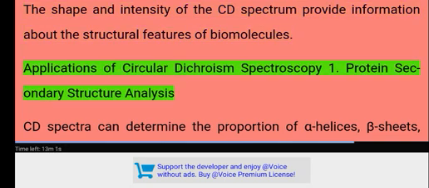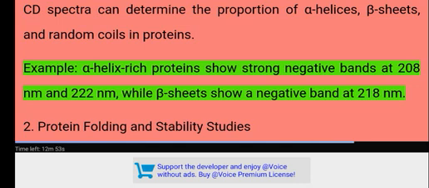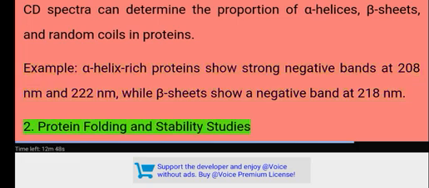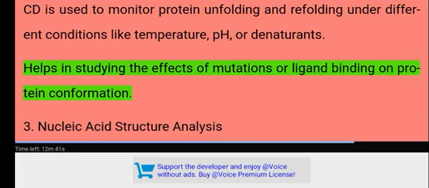Applications of circular dichroism spectroscopy. 1. Protein secondary structure analysis. CD spectra can determine the proportion of alpha helices, beta sheets, and random coils in proteins. Example, alpha helix-rich proteins show strong negative bands at 208 nanometers and 222 nanometers, while beta sheets show a negative band at 218 nanometers. 2. Protein folding and stability studies. CD is used to monitor protein unfolding and refolding under different conditions like temperature, pH, or denaturants. Helps in studying the effects of mutations or ligand binding on protein conformation.